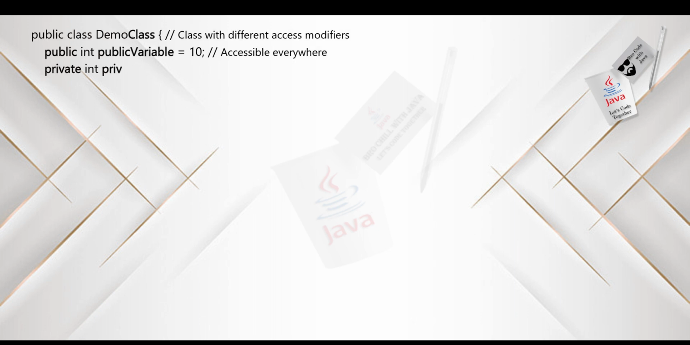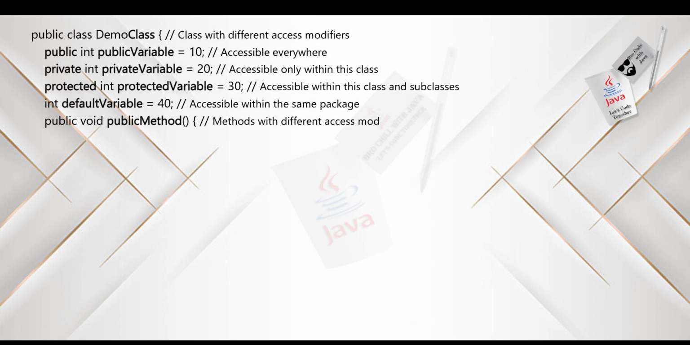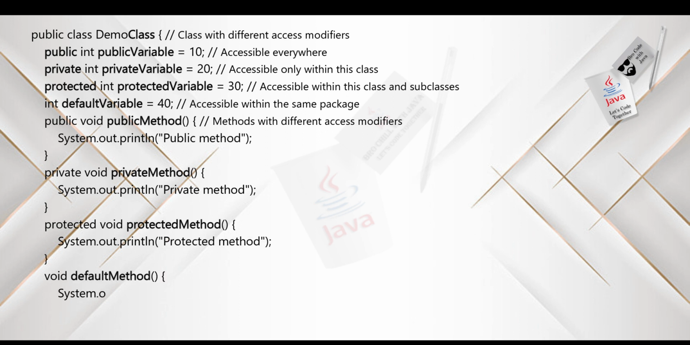Here's a simple example demonstrating the usage of access modifiers. In this example, the public variable is accessible from anywhere, even outside the class. The private variable is only accessible within the DemoClass class. The protected variable is accessible within the DemoClass class and its subclasses. The default variable is accessible within the same package.